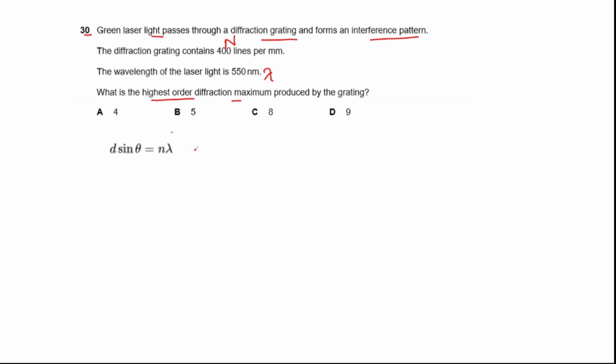So the grating formula is d sine theta is equal to n lambda. So d is the distance between the slits, so the slit separation. So for using the formula, you need to find out the d value, and d is always 1 divided by N. So here you need to find out the n value, the highest order. So if you are rearranging it, it will be n is equal to d sine theta divided by lambda.